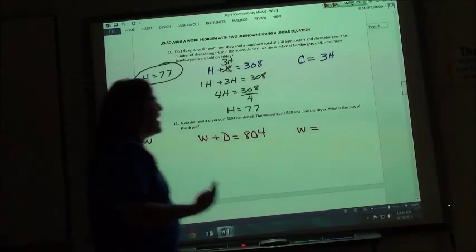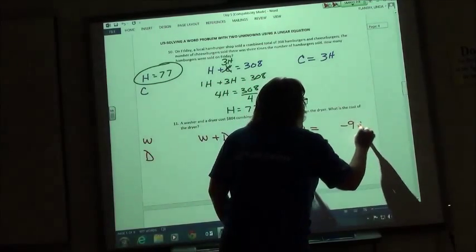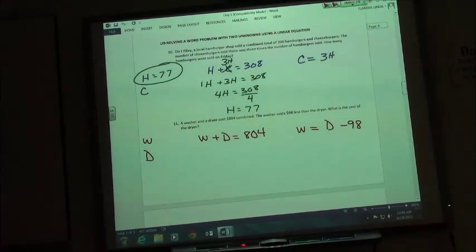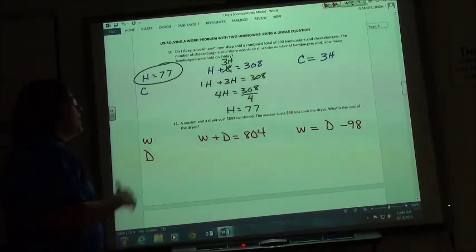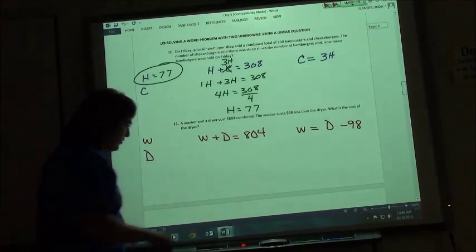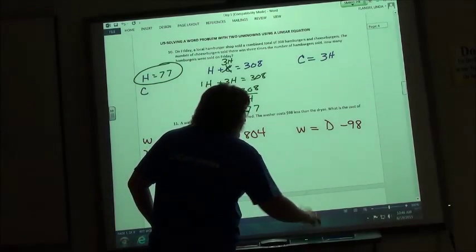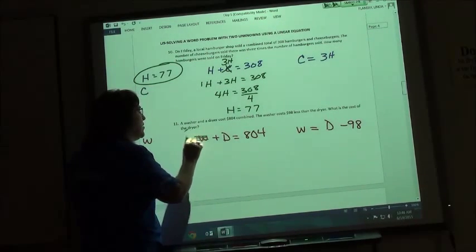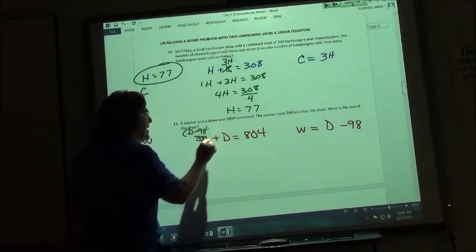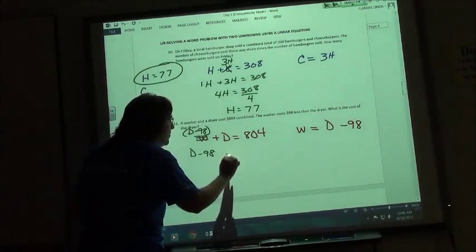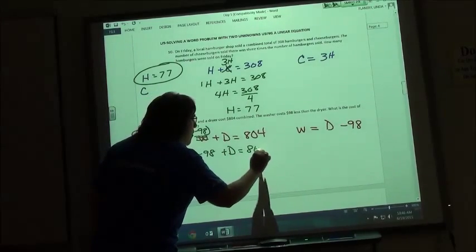If I'm doing $98 less than something, I'm subtracting 98 from the price of the dryer, not starting with $98 and subtracting the dryer. I would get a negative number that way. So, $98 less than something, I'm subtracting 98 from the dryer. Again, since this is solved for the washer, we can get rid of the washer and replace it with the D minus 98. And so our equation says D minus 98 plus D equals 804.